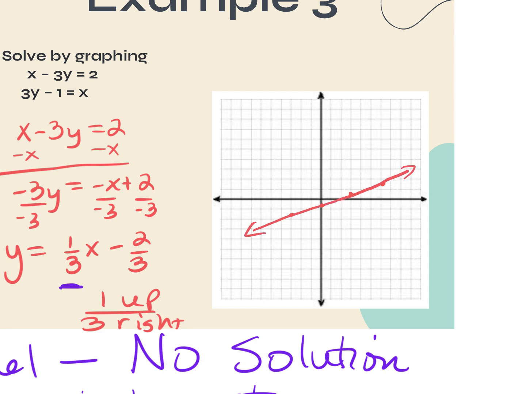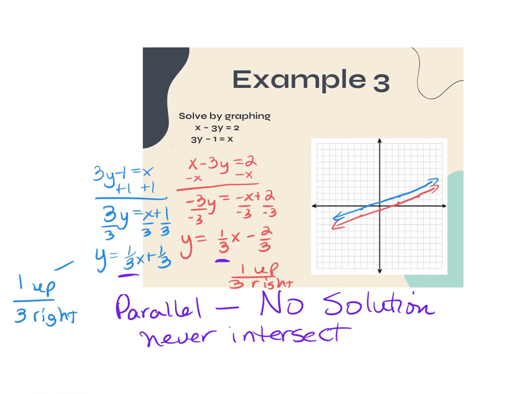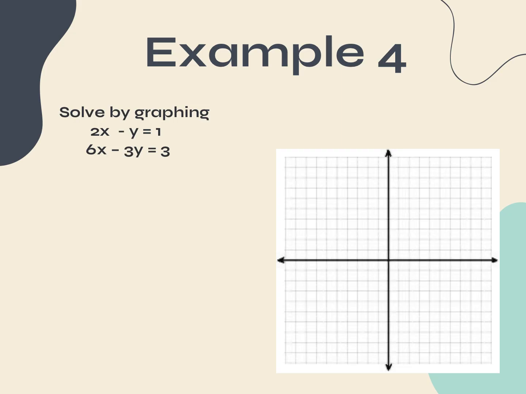And then for the blue one, I'm starting at positive 1/3, rising 1 and running 3. And notice my graphs are going to run side by side, but never intersect because they're parallel. So this is why these two equations have no solution, because they never intersect. So for this one, let's rearrange them both.